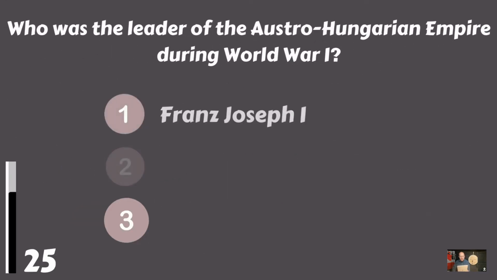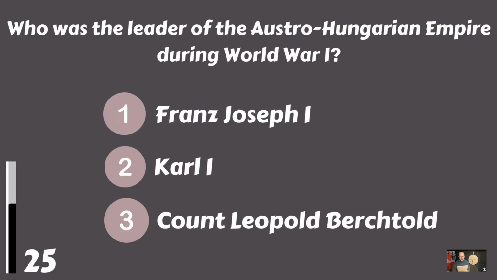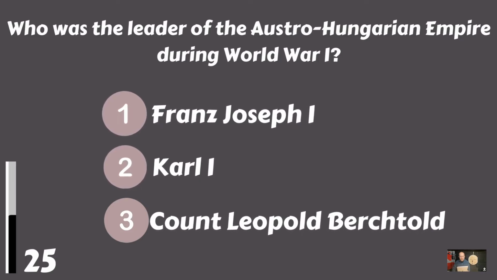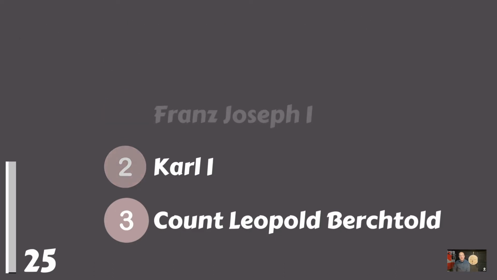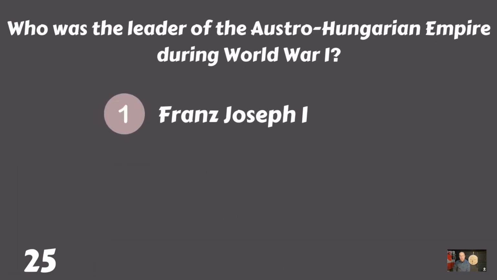Who was the leader of the Austro-Hungarian Empire during World War I? Was it Franz Joseph I? Was it Karl I? Or was it Count Leopold Berchtold? The leader of the Austro-Hungarian Empire during World War I was Franz Joseph I.